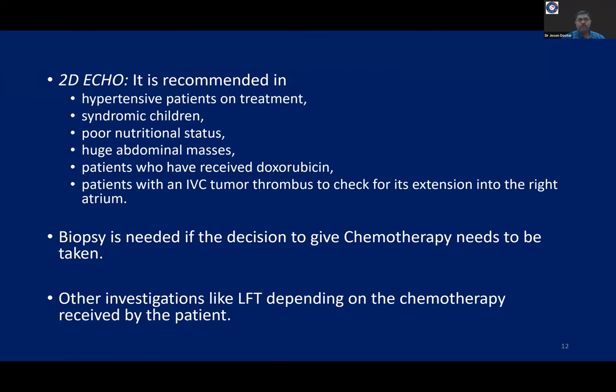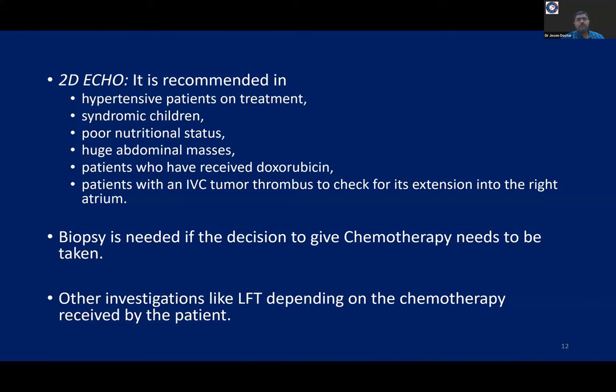Now, for 2D echo, we recommend doing a 2D echo, not in all patients, but in patients who are hypertensive on treatment, who have maybe left ventricular hypertrophy and hypertension and are on antihypertensives. Some syndromic children, to pick up any associated atrial septal defect or ventricular septal defect. In patients with poor nutritional status, like the picture I showed you earlier, with huge abdominal masses, or if you're suspecting failure in case of huge abdominal masses. Patients who have received doxorubicin as a part of the preoperative neoadjuvant chemotherapy, and patients with IVC thrombus, to check for the extension into the right atrium. So these are some of the patients in whom a 2D echo is warranted, right?